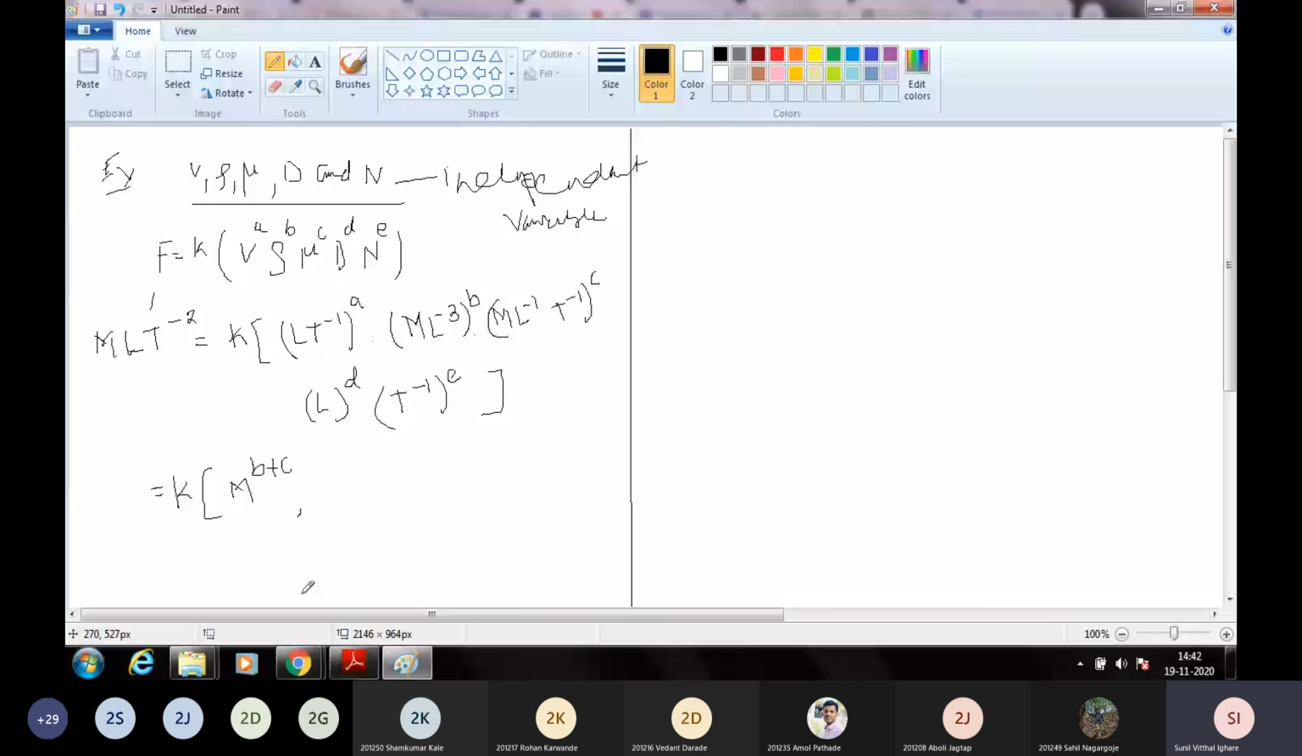In the same way, the next term is L. See the first bracket, in A, L raised to A, so we just write A. Then L raised to minus 3 with the outer bracket B, so minus 3B. The third bracket has L raised to minus 1 and the outer bracket C, so minus 1 into C.